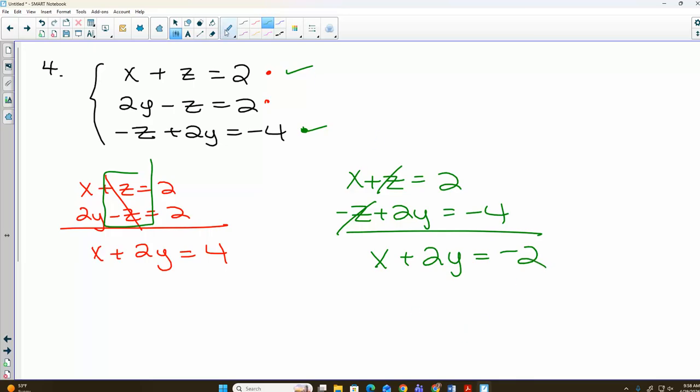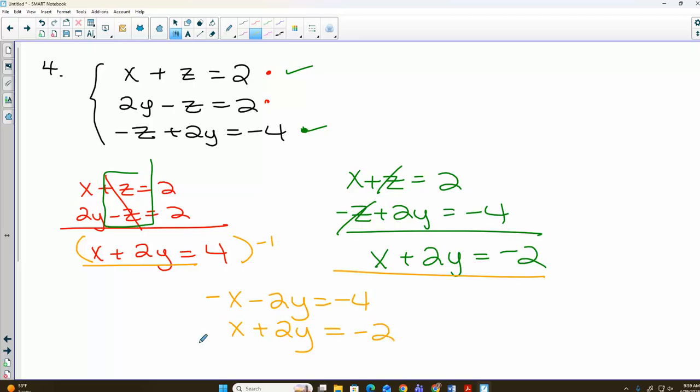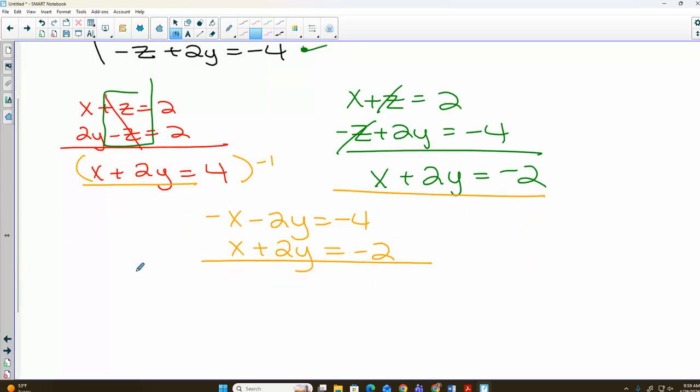If you look at it, now I have 2 equations that have the same variable. So what do I do? Put them together. All right, if I want to eliminate x, I could take the first one times the -1. So I get a negative x minus 2y equals -4. This one, x plus 2y equals -2. When I add together, negative x and positive x cancel. Negative 2y and positive 2y cancel. So I get 0 equals negative 6. What does that mean? No solution. That is a false statement. 0 is not negative 6, so we say no solution.